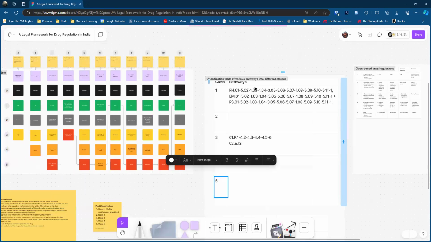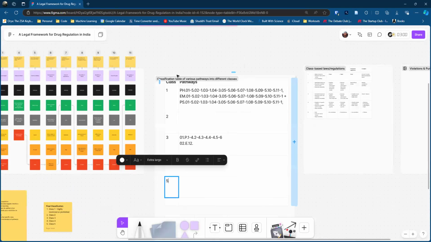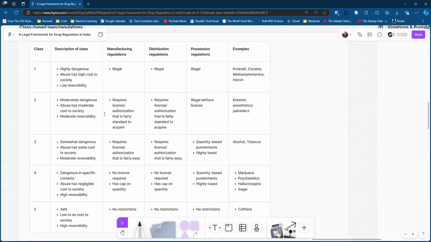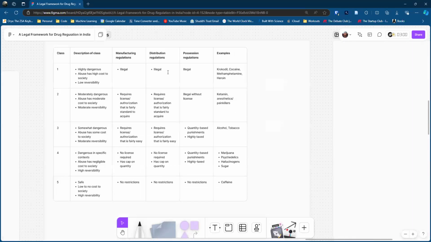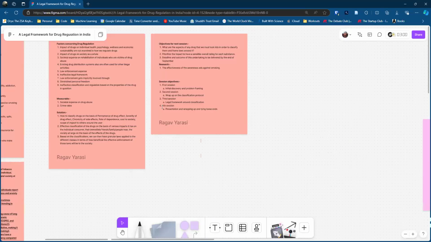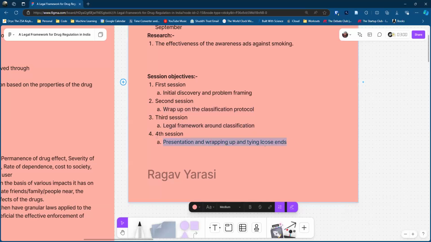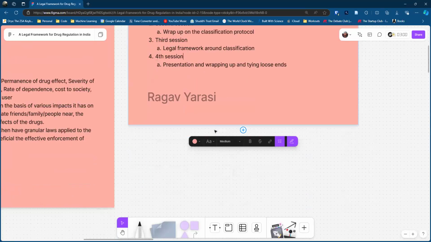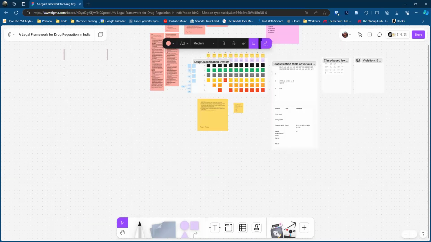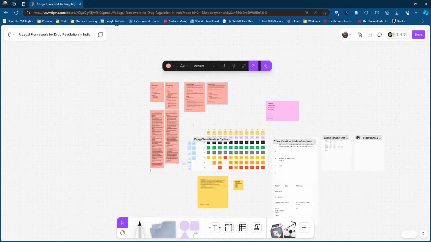So we didn't go over the violations and punishments. I think we just added this right here, so we may not even need this. So the point of this session is basically to look at the things that we didn't use and just wrap up the whole thing. So we've done the second session, wrapping the classification and then the legal framework. And now we're just looking at things that we need to remove and tidy it up and have it as a final thing, so that when somebody comes into this document on their own, they can easily understand what's going on.